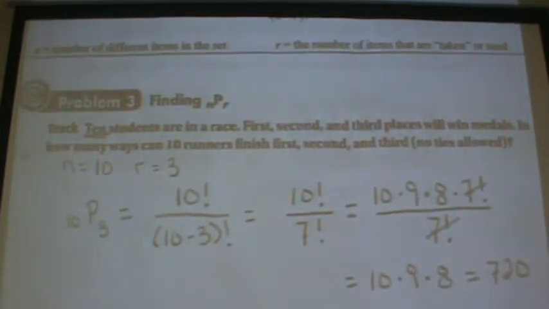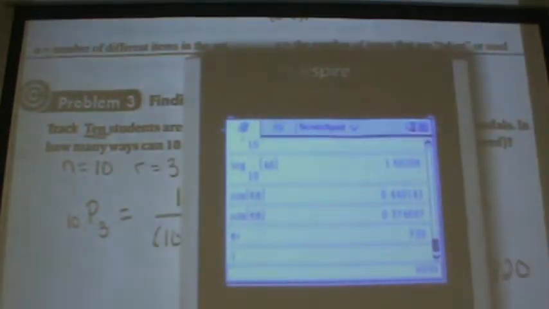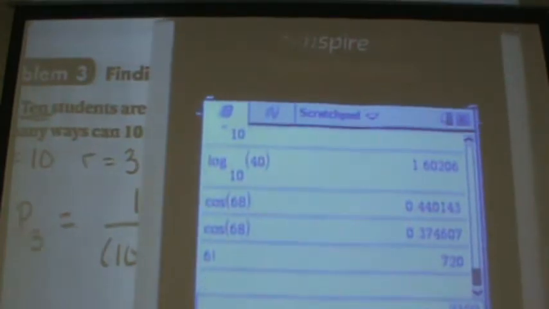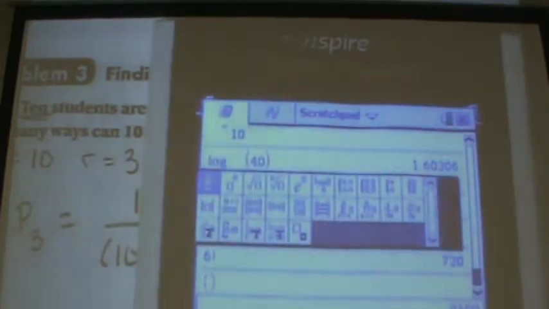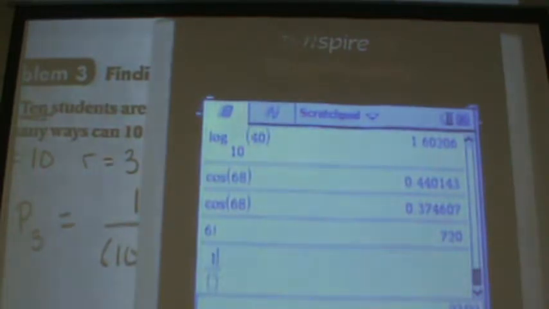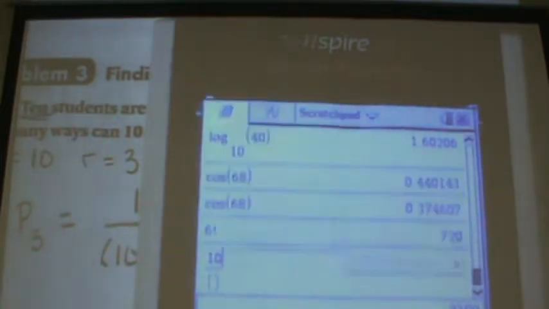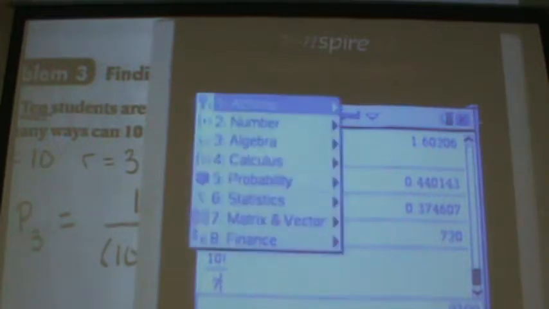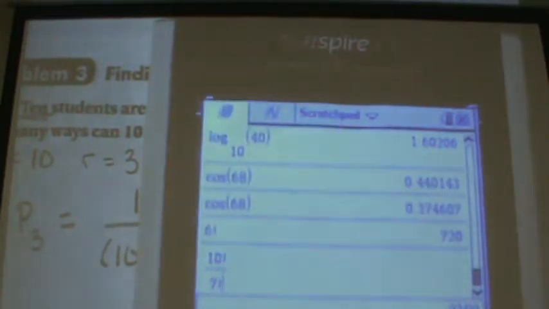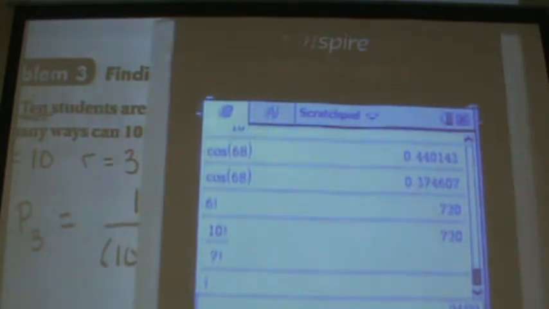But in the Inspire, you would hit your fraction key, and you can hit 10 factorial, and then that's over 7 factorial, which gives you your 720.